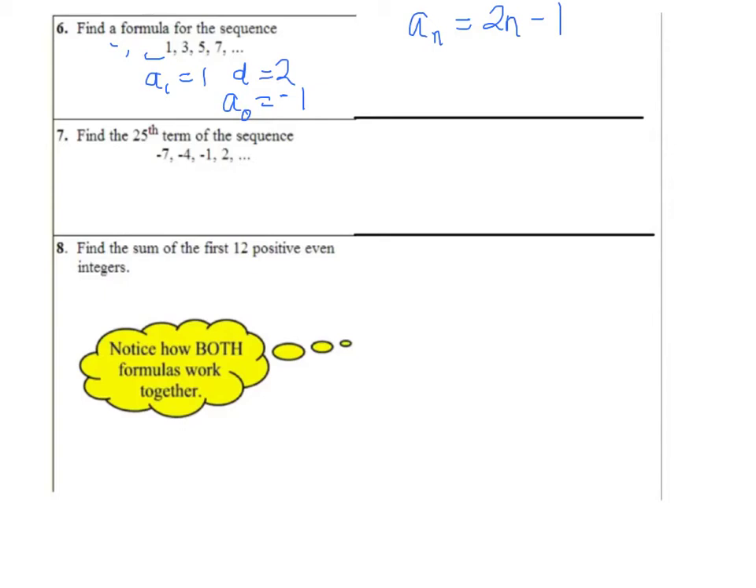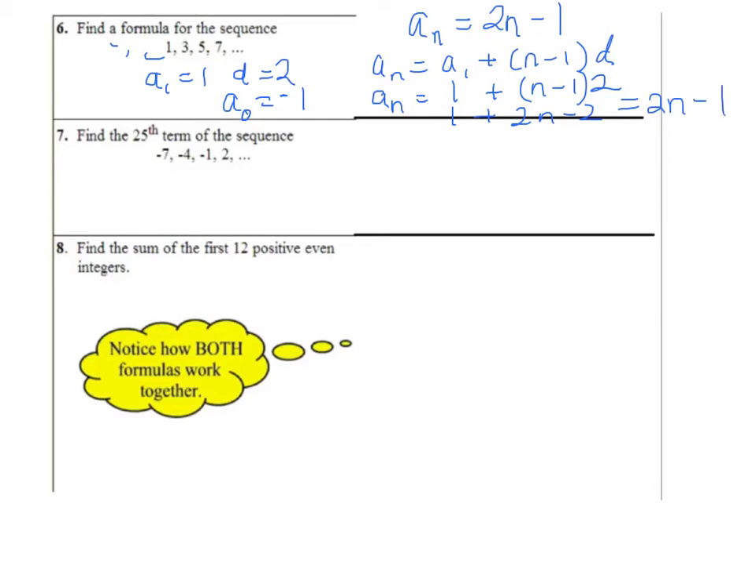Another way to do this is to use the formula a sub n equals a sub 1 plus n minus 1 times d, and fill in what you know. So a sub n is equal to the first term plus n minus 1 times 2. All right, so then when I work this out, I've got 1 plus 2n minus 2, which guess what is 2n minus 1. Same thing.